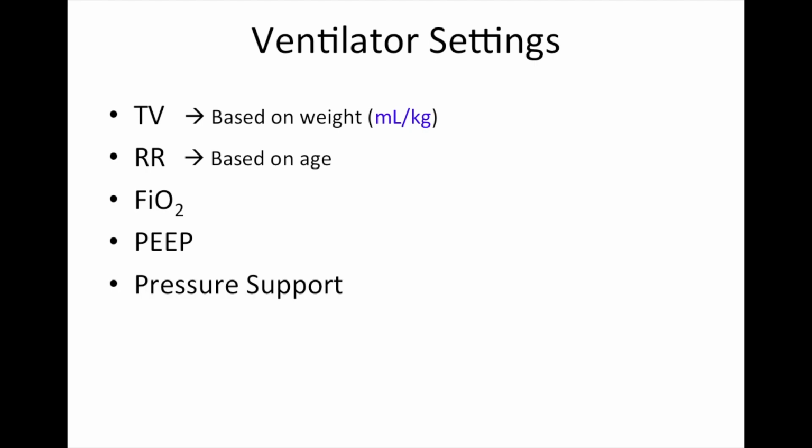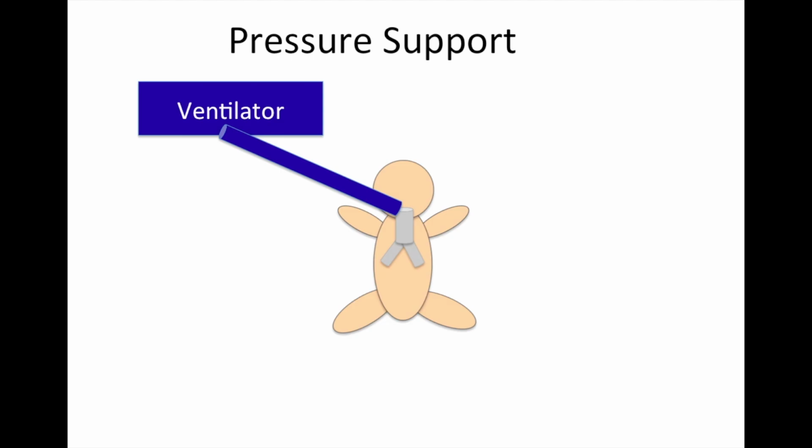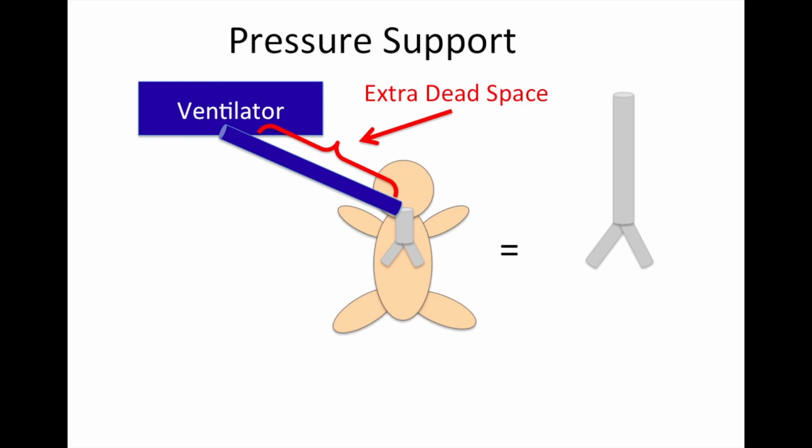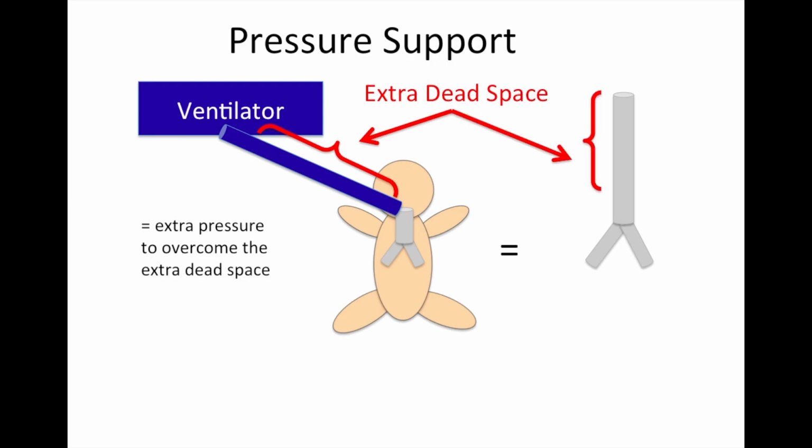To understand what this is, let's clear the board and look at this baby on a ventilator. The trachea and bronchi represent physiological dead space because they do not participate in air exchange. The vent tubing is basically an extension of the trachea, so it's extra dead space. It's the same concept as if the normal trachea were extended and we had extra dead space. So the pressure support provides extra pressures to overcome the resistance in the extra dead space from the tubing, and this actually increases patient comfort.